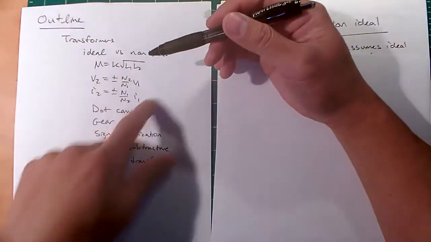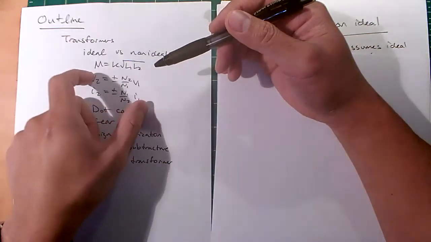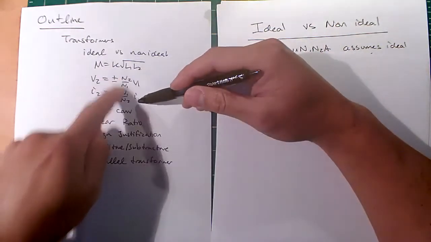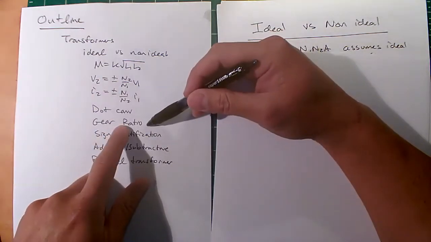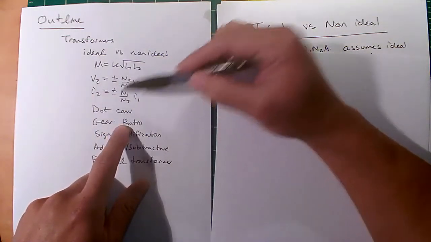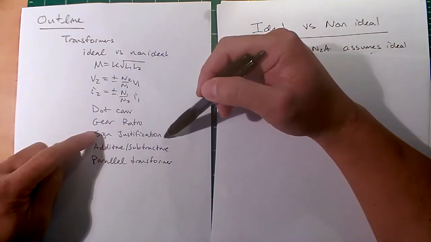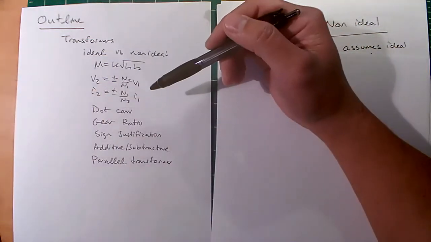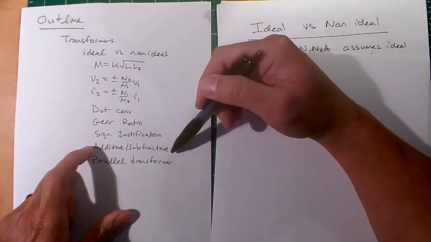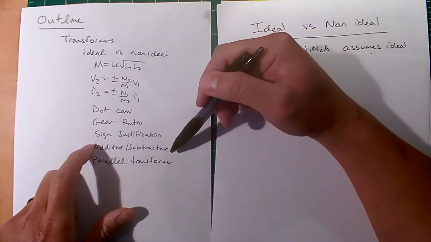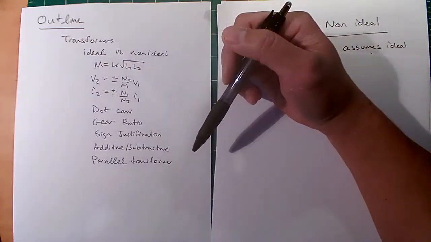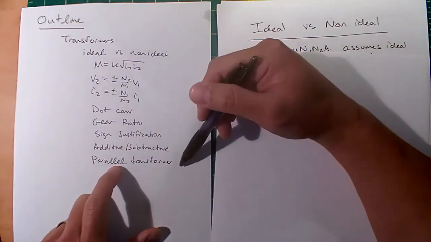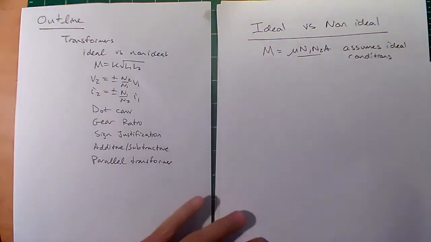Then we'll present these ideal transformer equations, assuming K equals one. We'll look at the dot convention to determine the sign. We'll look at a gear ratio analogy for these ideal transformer relationships. And then we'll justify the sign for both the mutual inductance equations and these ideal equations. We'll look at this concept called additive and subtractive hookups for practical transformers, and then concerns and challenges for paralleling multiple transformers. Okay, so let's begin.